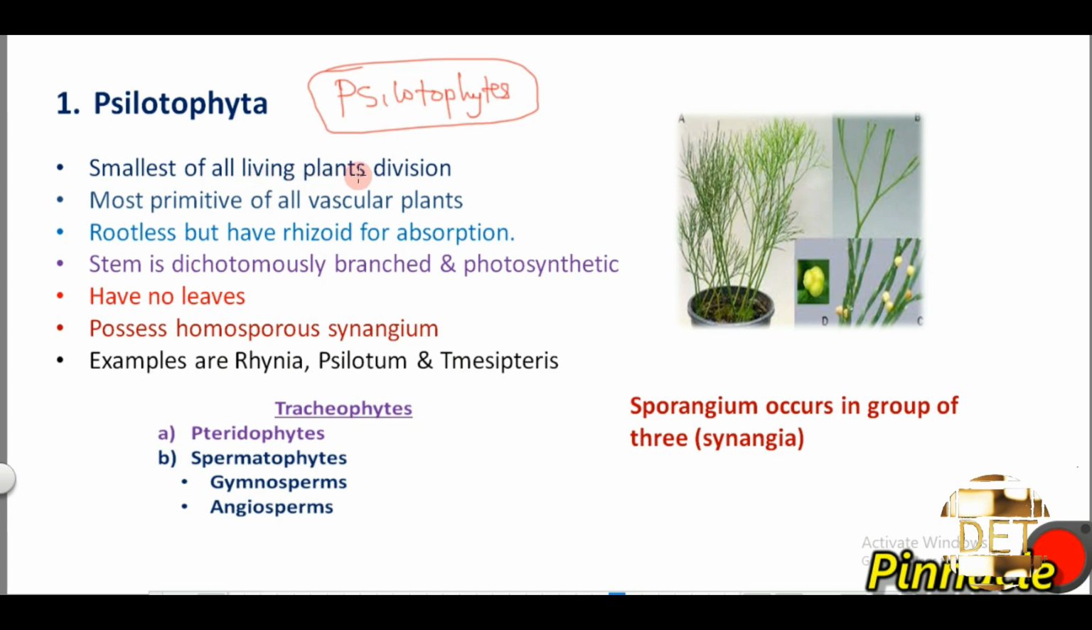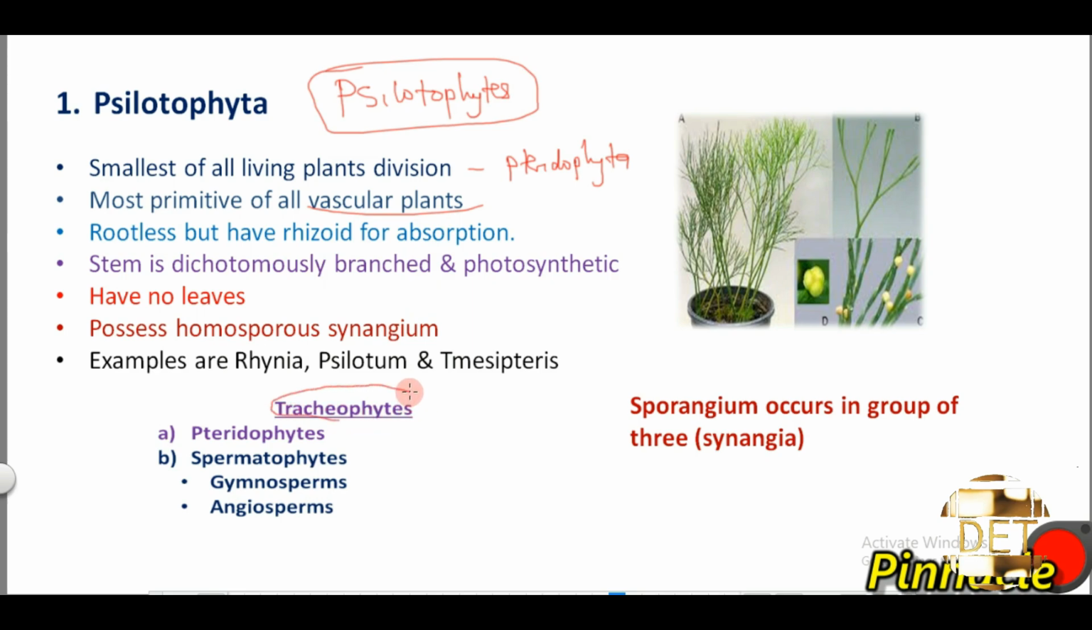They are the smallest of all living plant divisions in regard to the Pteridophyta, right? Then also they are the most primitive of all vascular plants. Vascular plants are also known as trachophytes.